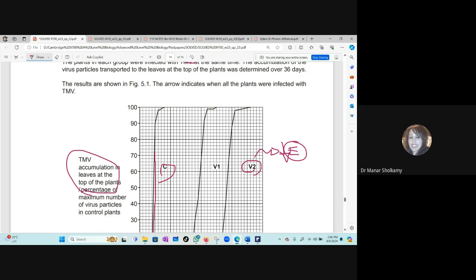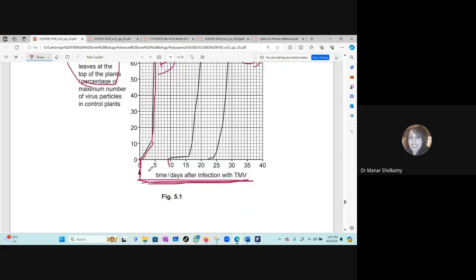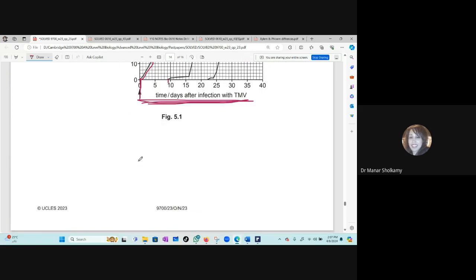Okay, I'm back. I hope you understand the graphs. The control here has high amounts of enzyme, and this enzyme helped in the accumulation of the virus. The virus accumulated from the first minute, from day 1.